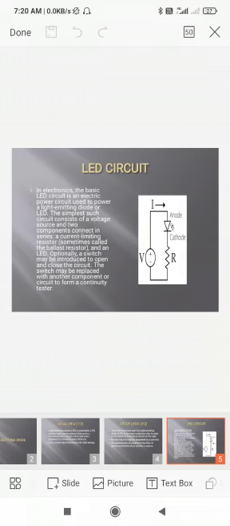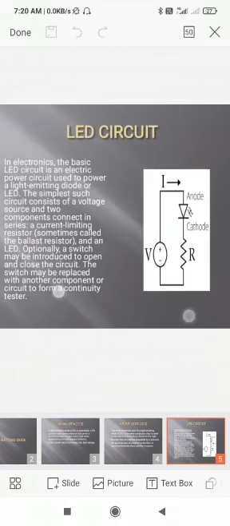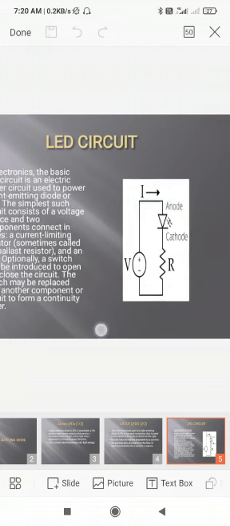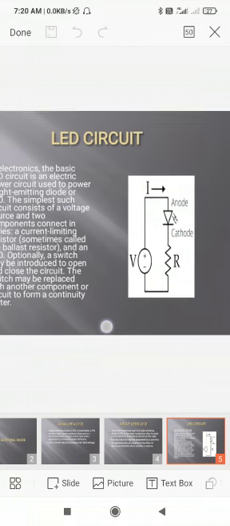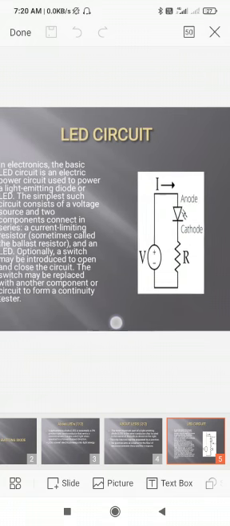The LED circuit is shown in the figure. There are two terminals, anode and cathode. One resistance is connected and current flows from anode to cathode.